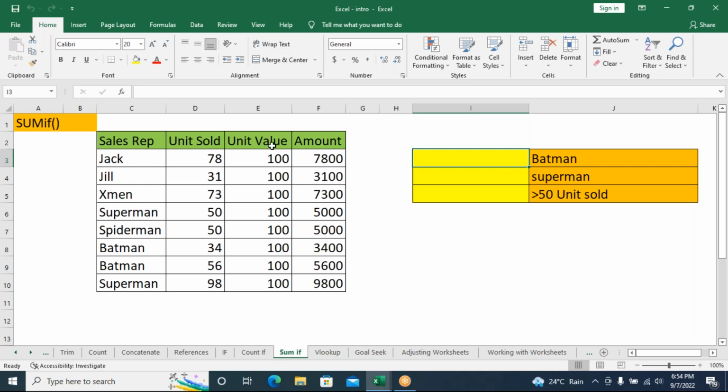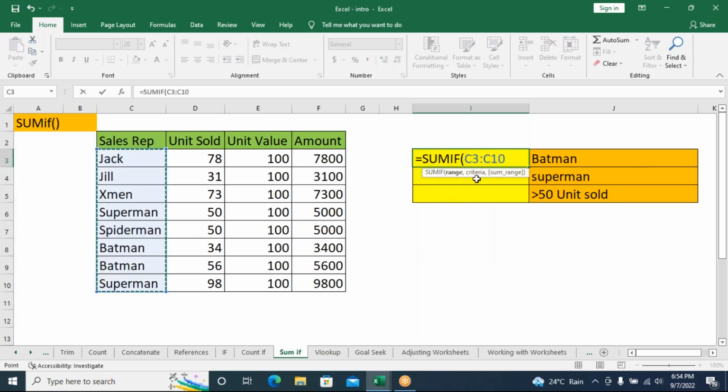So here I have a range which I have given: sales representative, units sold, unit value, and the total amount. Now based on this, I want to apply the SUMIF condition. I'll apply the function: equals SUMIF, open the parenthesis. First I need to select the range. My range is this one.